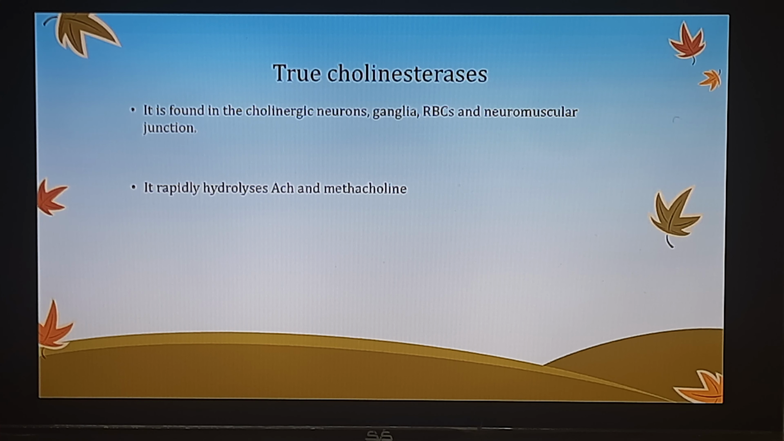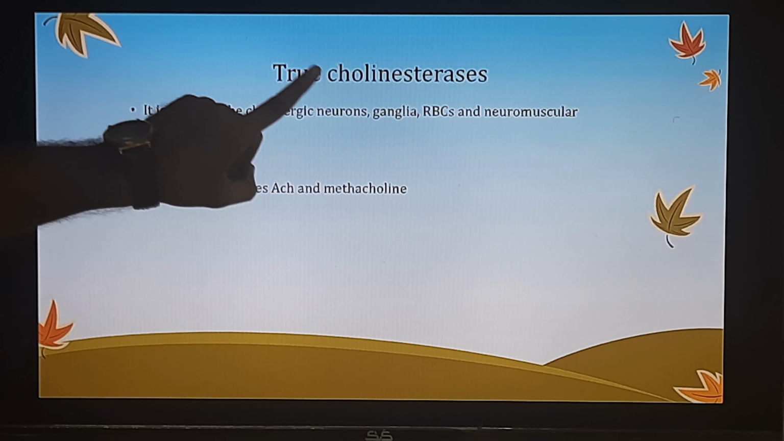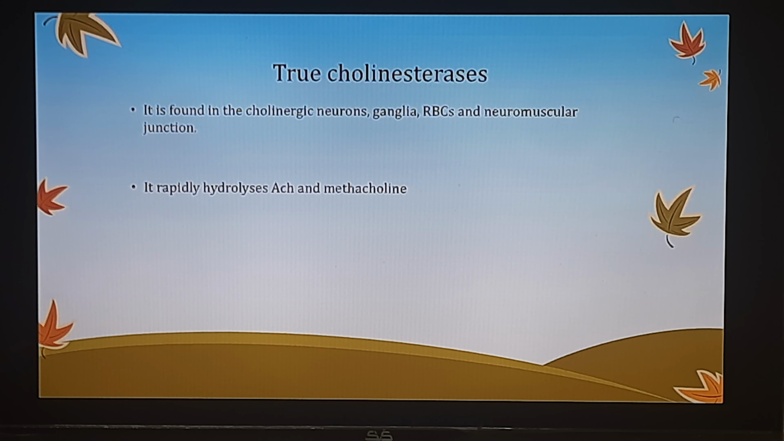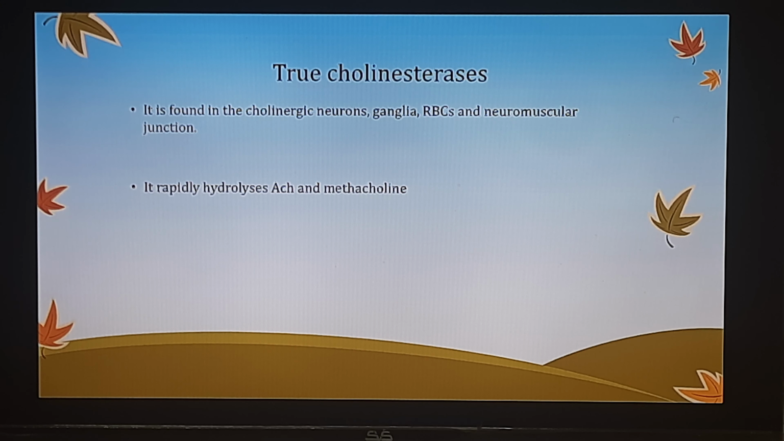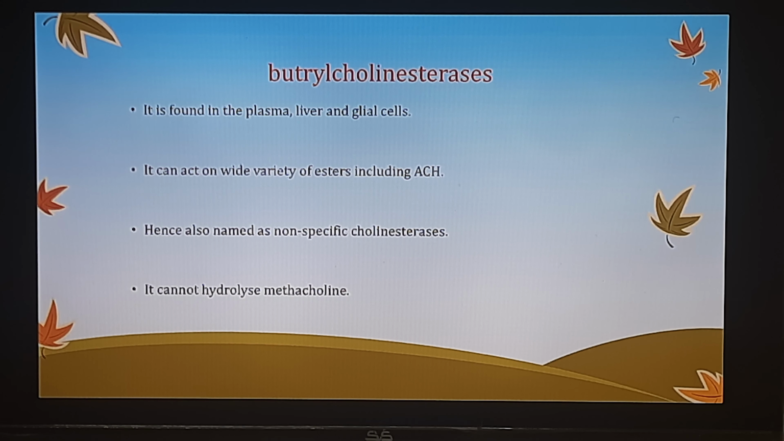Now talking about the true cholinesterases. They are mainly found in our cholinergic neurons, in the ganglia, RBCs and neuromuscular junction. So the acetylcholine released into the synapse there is degraded by the true cholinesterases, which rapidly hydrolyze acetylcholine and methacholine.